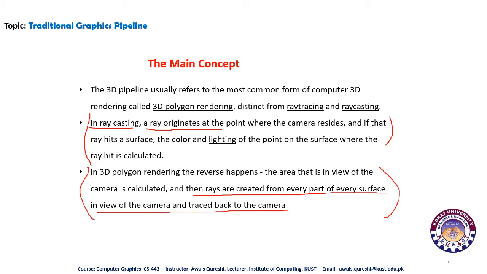This means that we are using the lighting concept along with the camera concept. The camera takes images or snapshots with the help of a flashlight. So this is the whole process of ray tracing and raycasting. But in the second step, we are using the lighting mechanism. First the view of the camera is calculated, and then the rays are created from every part of every surface with the help of this lighting mechanism.